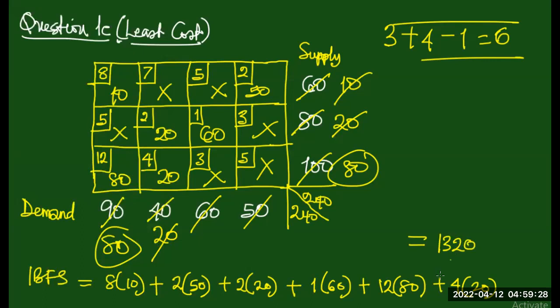Okay, so the last row, you see we have a demand of 90, but then the supply is 80. So when you cancel the 90, remaining 80. It was left with 80.